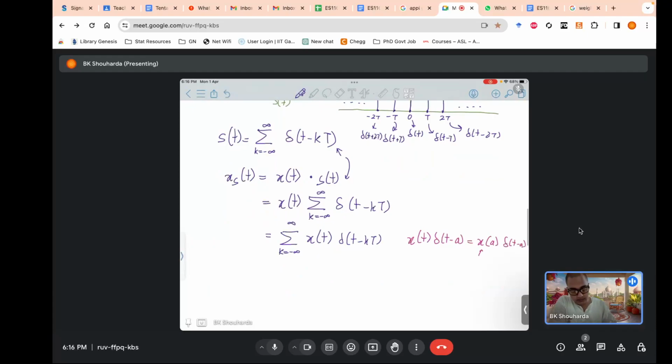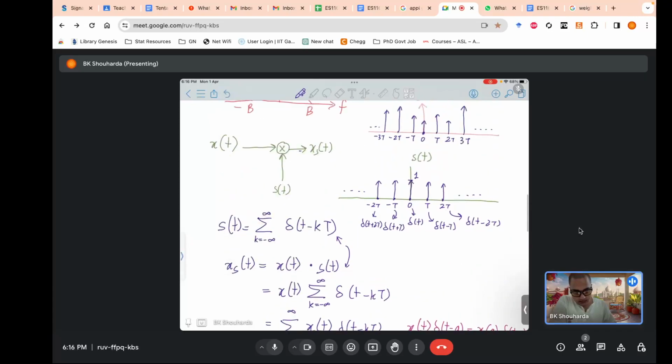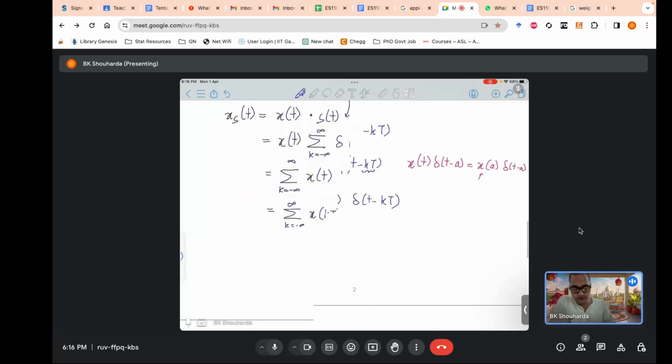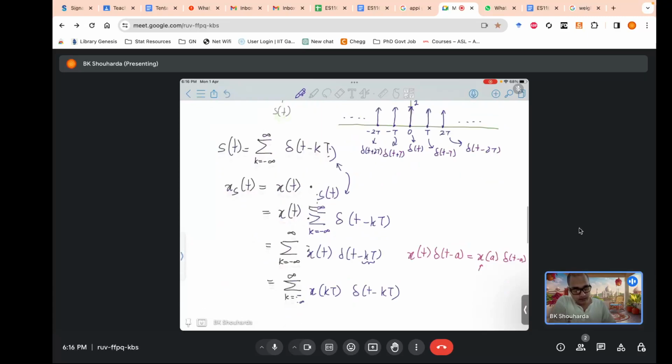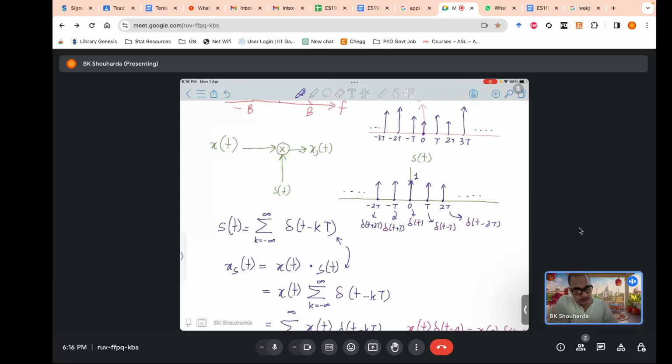So the direct delta is located at kT, so we get x of kT delta of t minus kT. Alright, so now how does the spectrum of s of t look like? If you look very carefully, s of t is a periodic signal, isn't it?